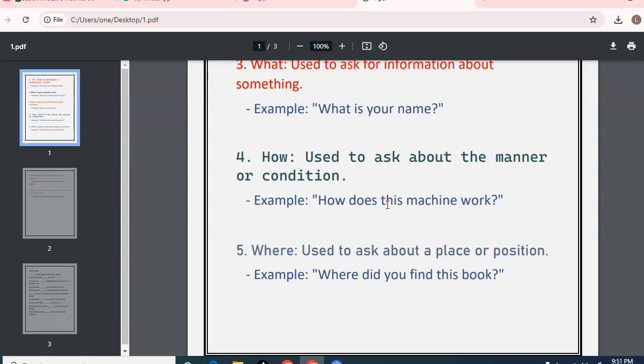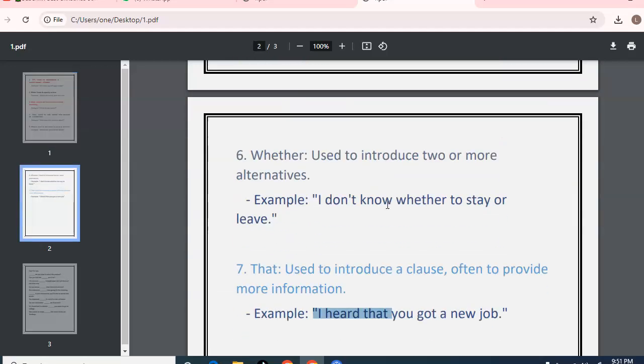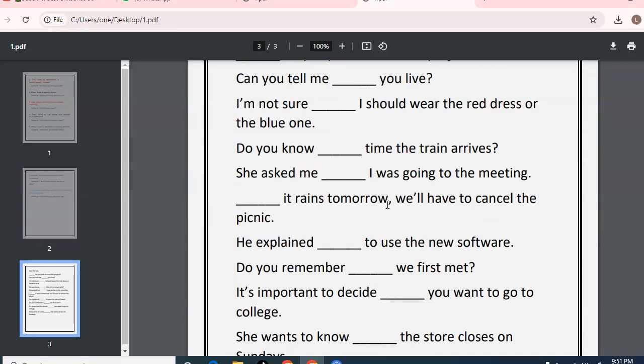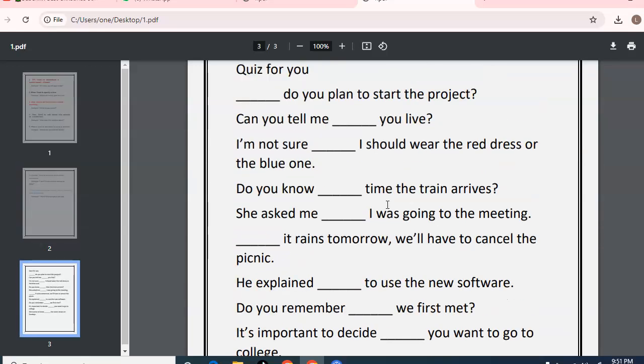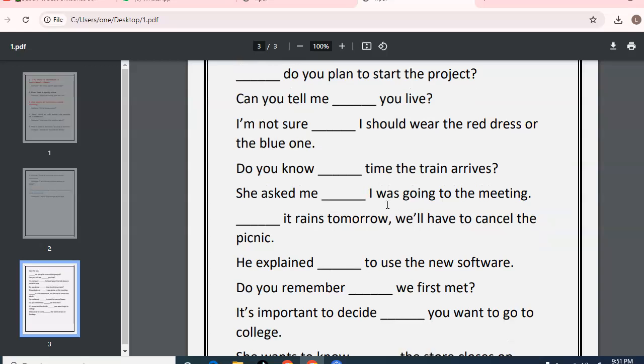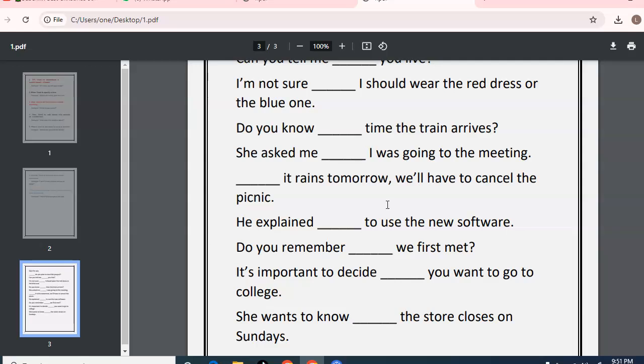Okay, so just look at the quiz. This is the quiz for you. Just take a picture of the quiz.